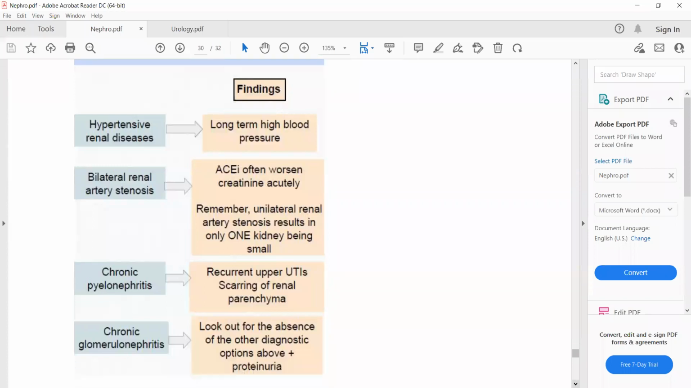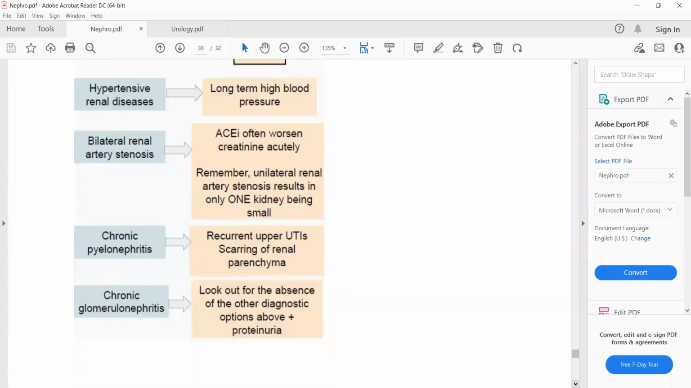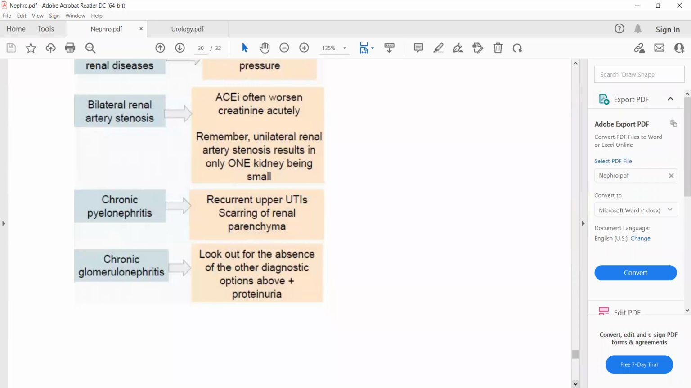Chronic pyelonephritis: for the small kidneys caused by chronic pyelonephritis, in these questions, a history of recurrent upper urinary tract infections will be given. So someone with a history of multiple or recurrent UTIs and small kidneys, your diagnosis will be chronic pyelonephritis.